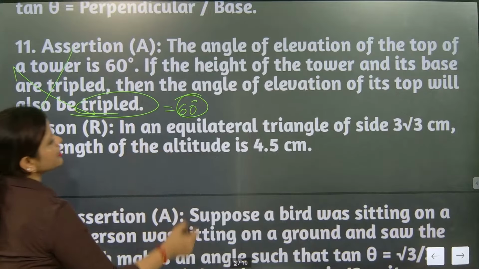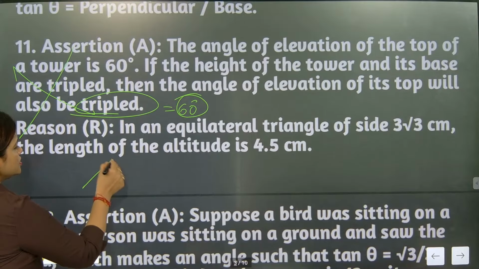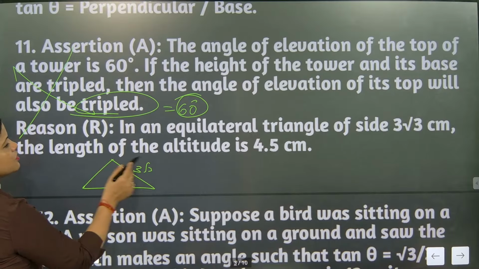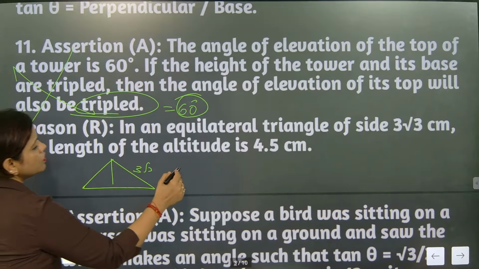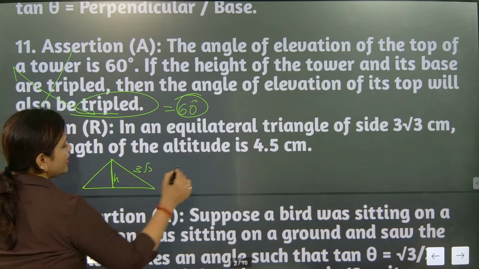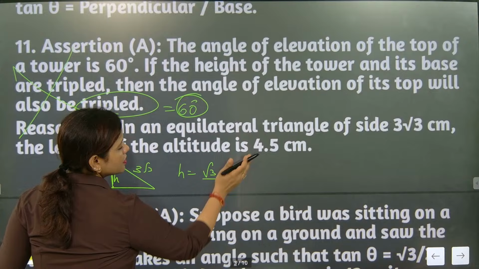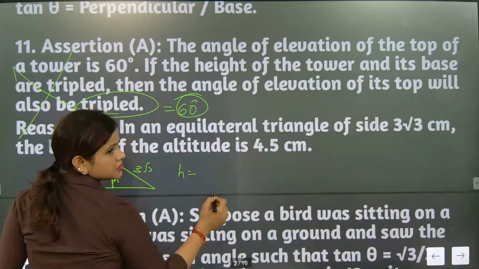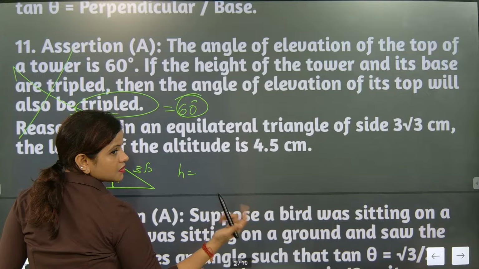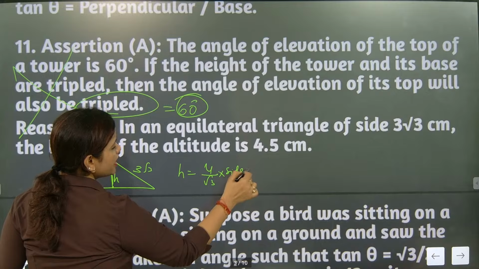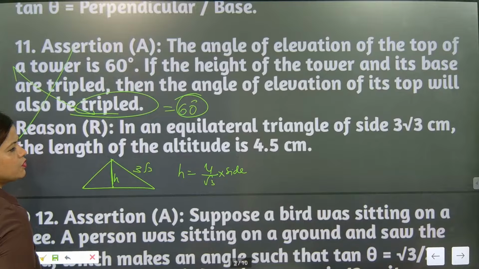In an equilateral triangle, if the side is 3 root 3, the length of the altitude is... So we know that the length of the altitude, the length of the height, is equal to root 3 by 2 into side. Got it? Root 3 by 2 into side. Is it correct?